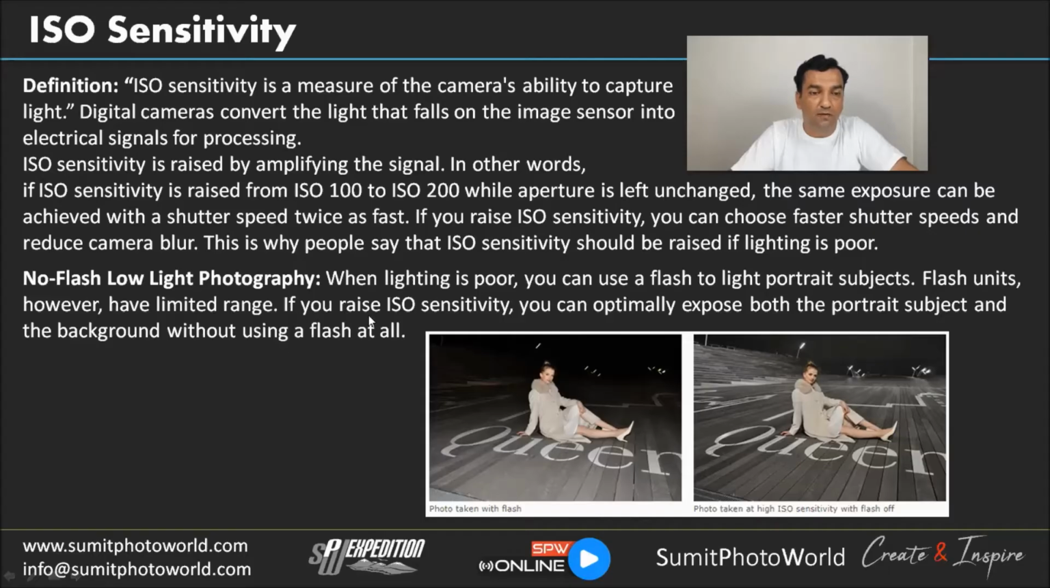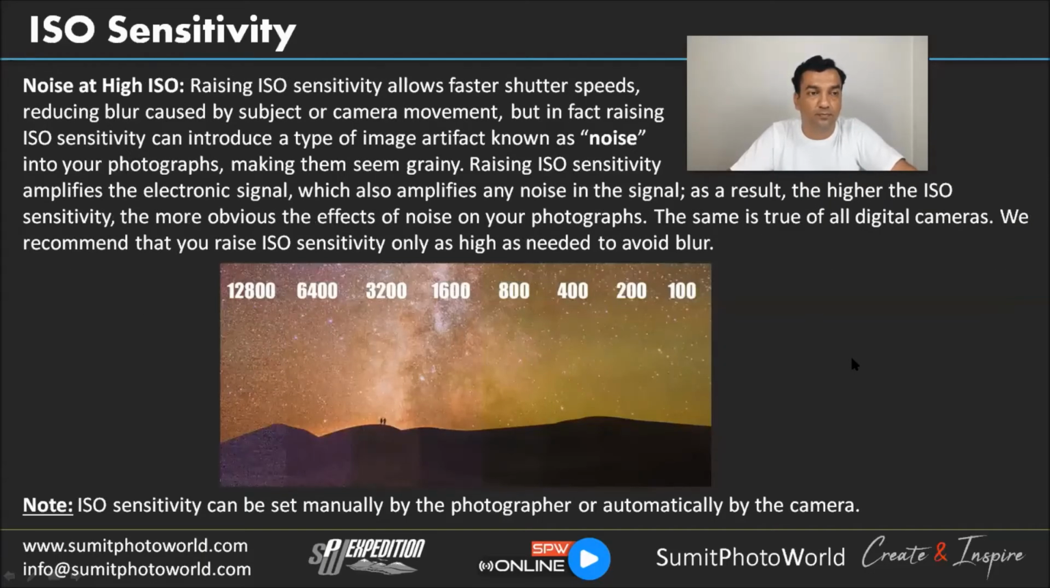So if you raise ISO sensitivity, you can ultimately expose both the portrait subject and background without using flash at all. So that's what is shown in the image on the right side. Now, noise at high ISO. As we discussed, raising ISO can introduce noise in your image, but it will allow you faster shutter speeds.